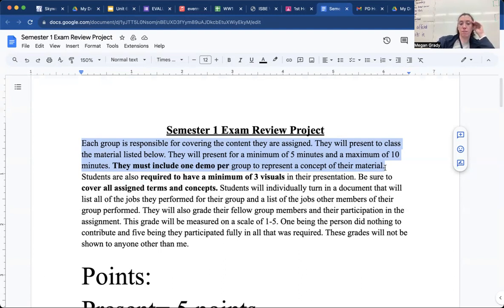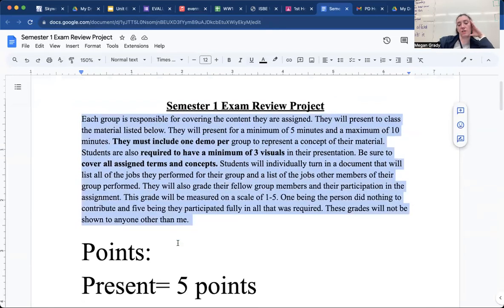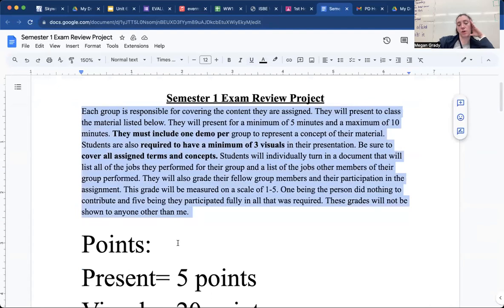Students are also required to have a minimum of 3 pictures or visuals on their presentation. Be sure to cover all assigned terms and concepts. Students will individually turn in a document that will list all of the jobs they performed for their group and the jobs of the other members of their group. They will also grade their fellow group members and their participation in the assignment. This grade will be measured on a scale of 1 to 5, 1 being the person did nothing to contribute, and 5 being they participated fully in all that was required. These grades will not be shown to anyone other than me.